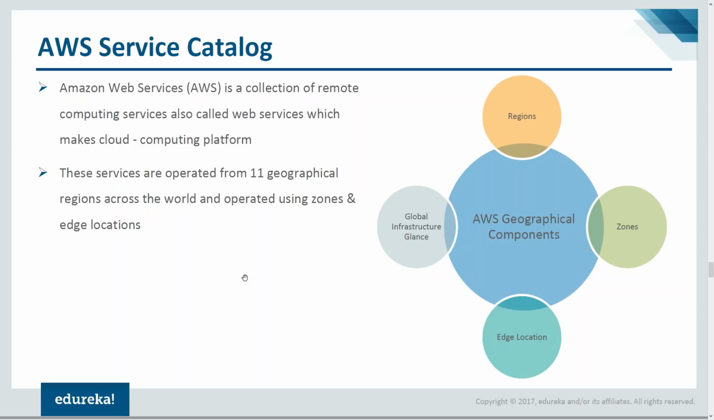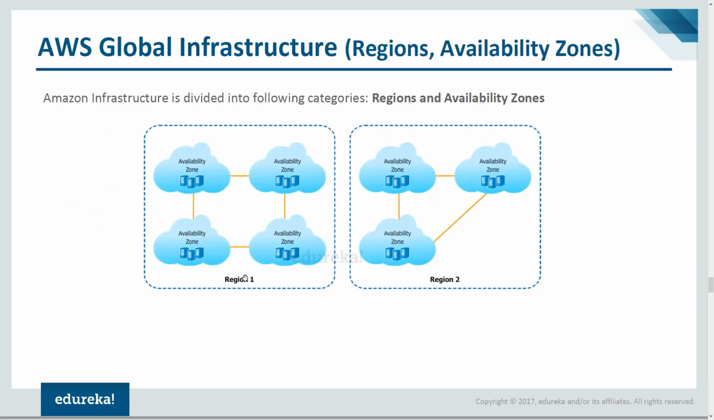Regions are a collection of zones, so zones are multiple data centers. So let's see more closely. So I can say that, okay, I have one region and I have another region. Each region will have a collection of multiple data centers in it, right?